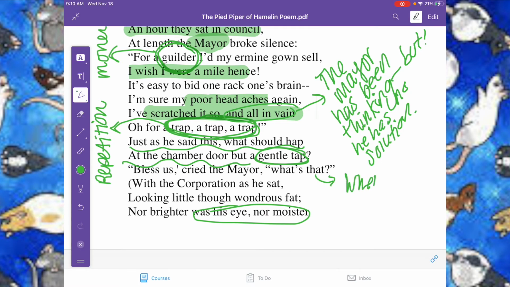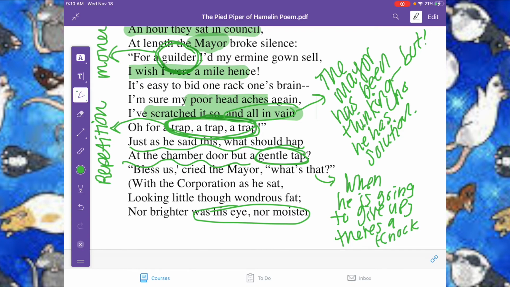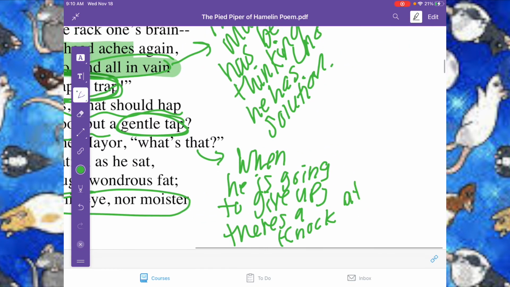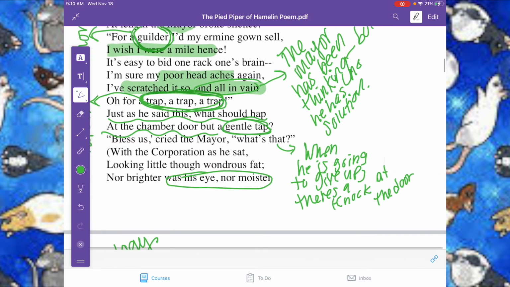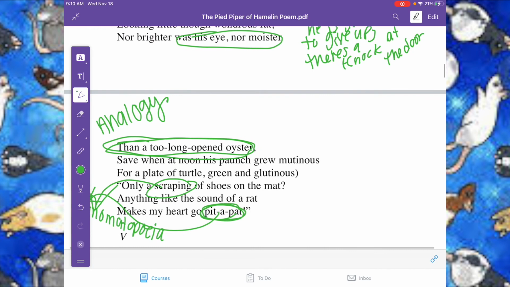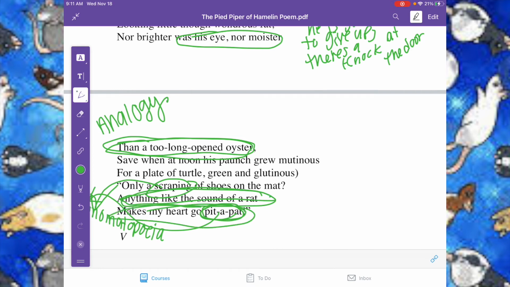So when he is going to give up, there's a knock at the door. And so then he's saying, oh my gosh, that sounded like a rat. That sound of the door knocking was like a rat, and it's making my heart go pit-a-pat. So this is showing that he's nervous, right? He's having like anxiety here.